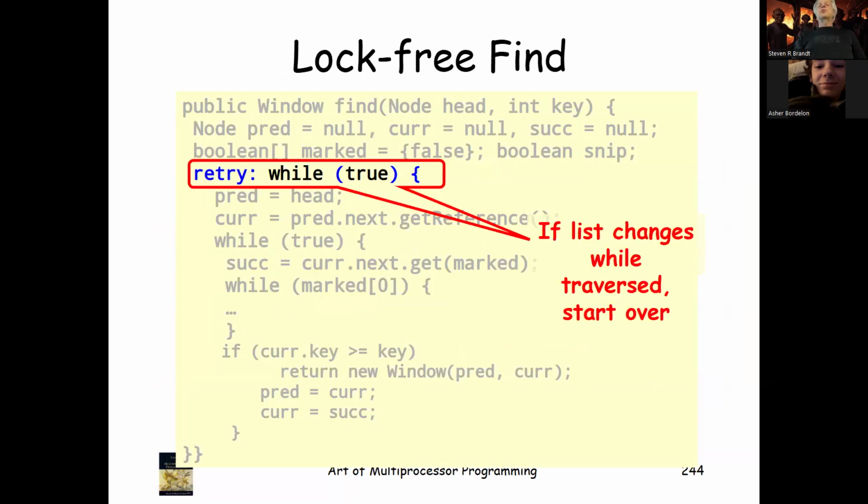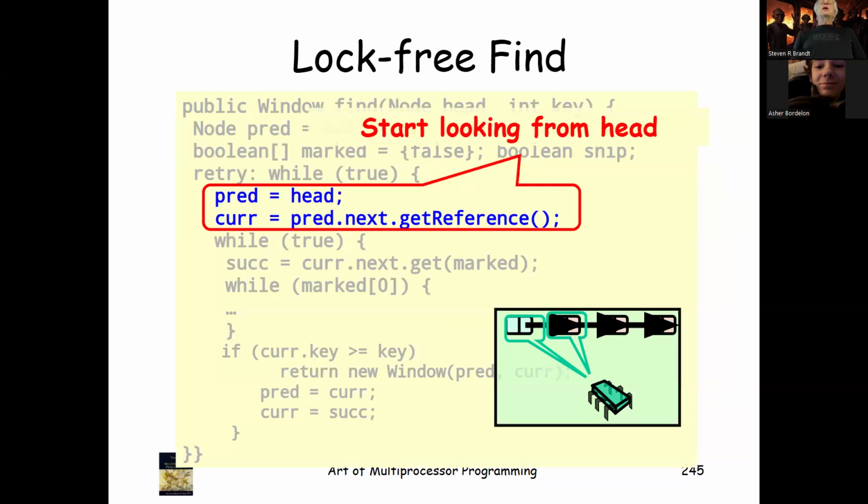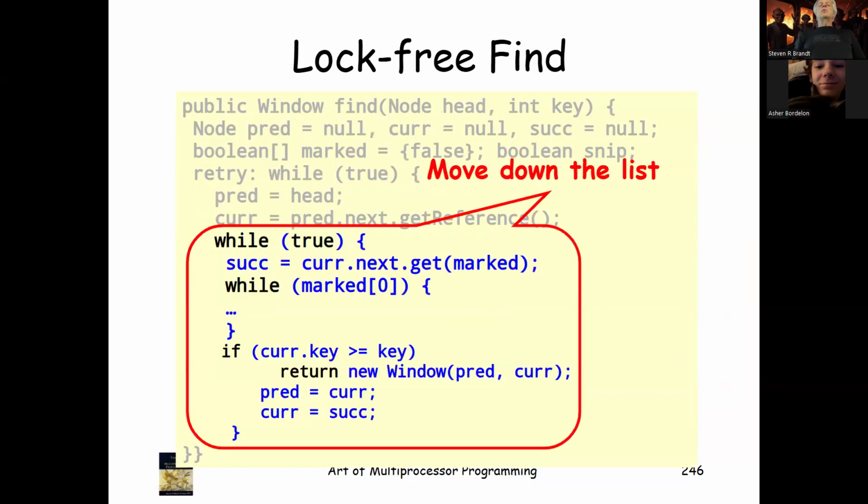So we have our retry loop with a while, and the predecessor is equal to the head, and the current is going to be the pred.next.get reference. And then while true, we're going to say current successor equals current.next.get marked, right? And then if it's marked, we're going to have some logic that goes in this while loop. And then if the current key is greater than or equal to the key, then we're going to return the new window. And if not, we're going to update the predecessor and current and keep going through the loop.